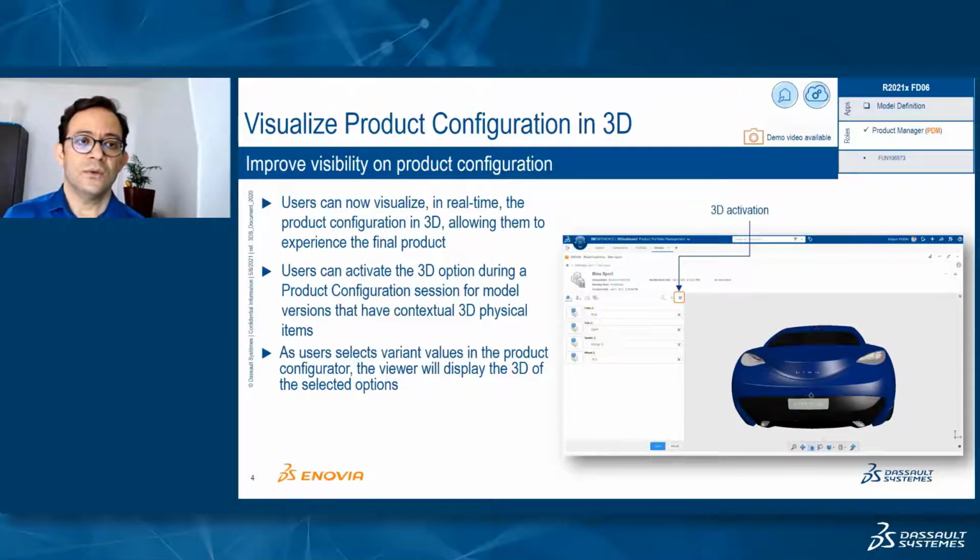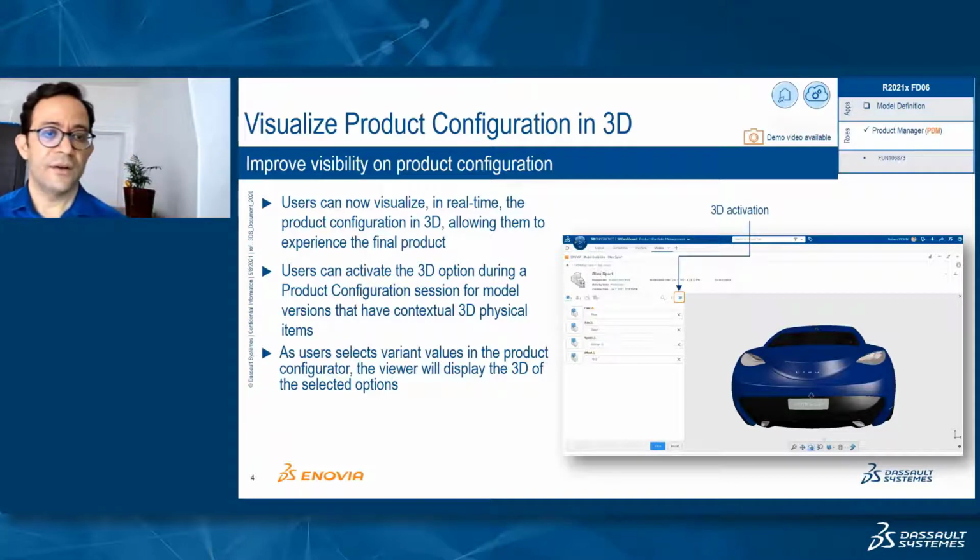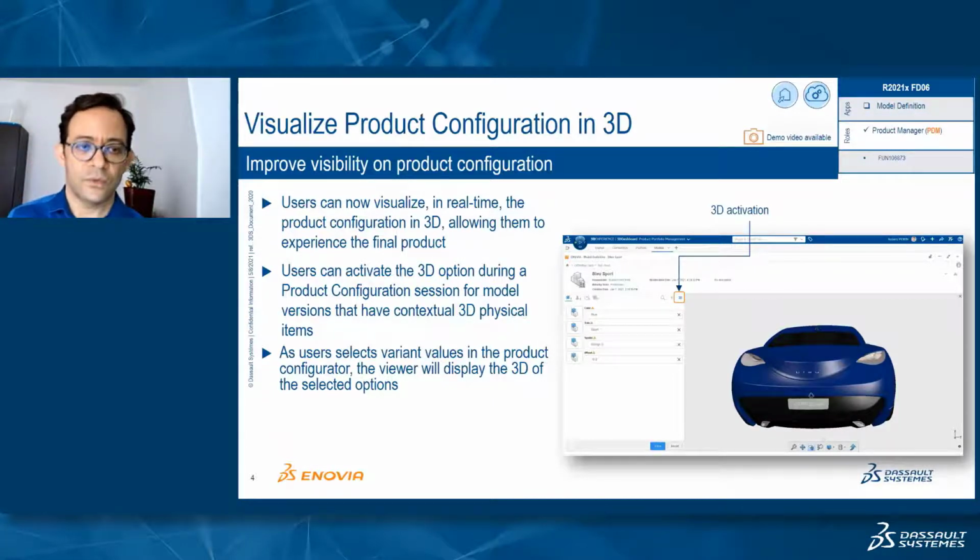We have also added a visualization in 3D to the product configuration. That means I can improve the visibility of the product configuration by simply activating the 3D behind the selected variants and their values. So now you can visualize the product configuration in 3D in real time, which gives you a special experience of that specific product configuration and allows you to improve your decisions on how it looks.